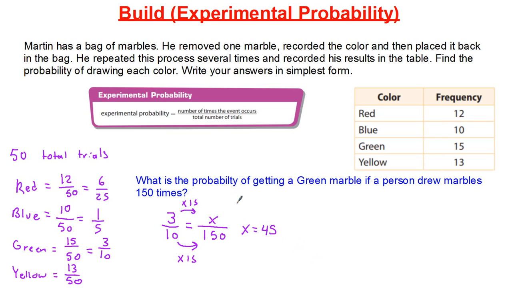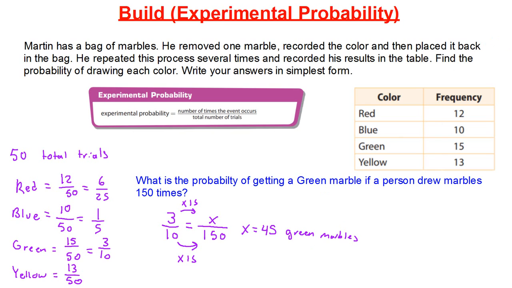So if I'm drawing marbles 150 times, because the ratio of green is 3 to 10, I should expect to get 45 green marbles, based off of the experimental data.